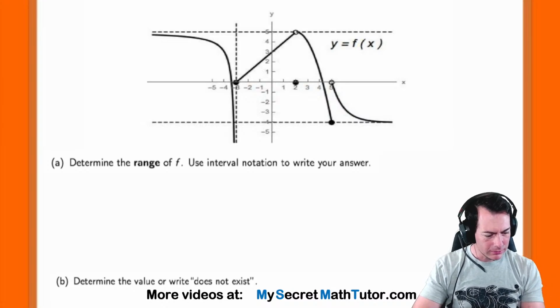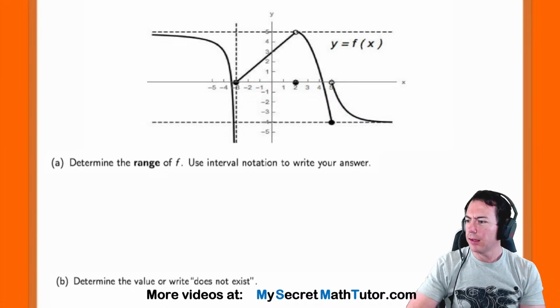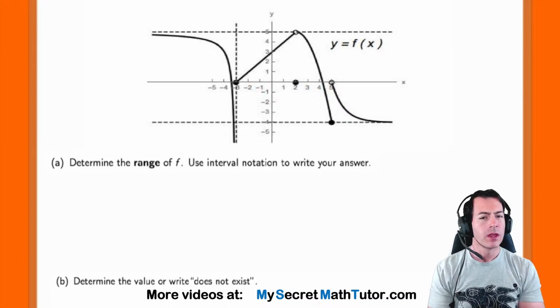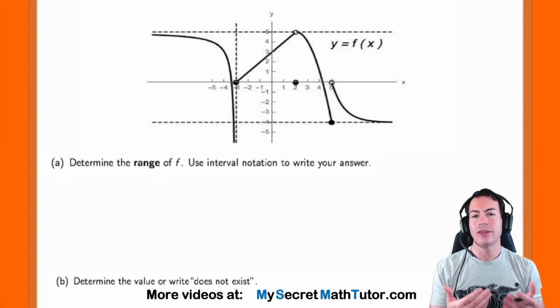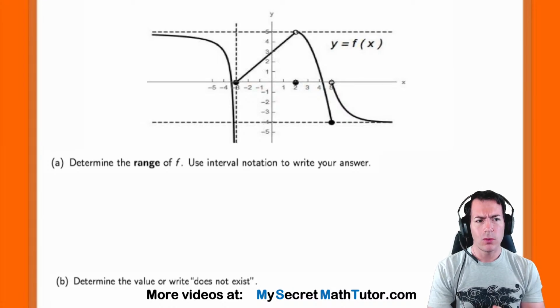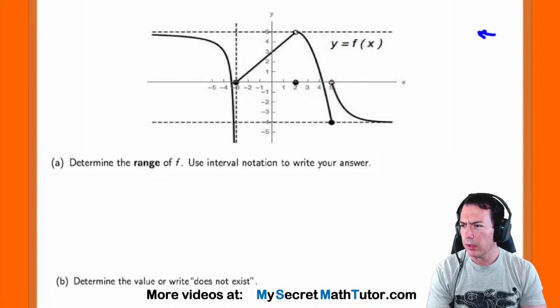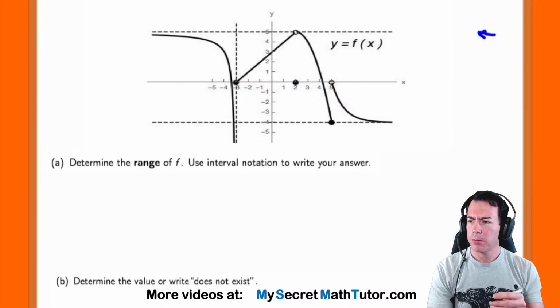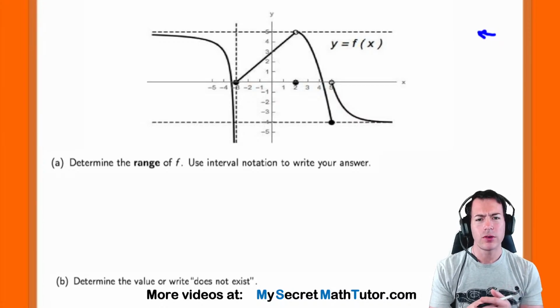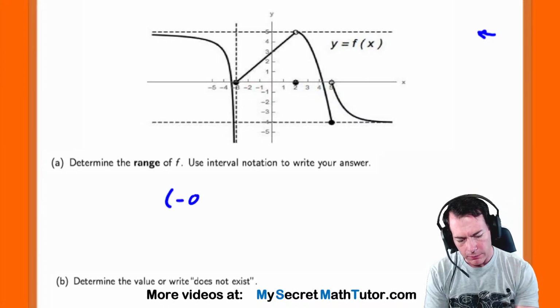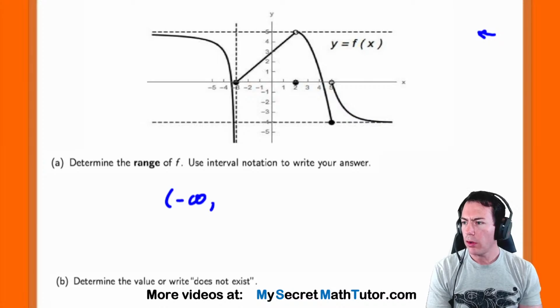Starting off with part A, let me grab my pen here. Part A, determine the range of f. Use interval notation to write your answer. So of course, if we're looking at the range of a function, I'm thinking about the y values, the output. It looks like there's no way it actually gets above a certain value, so it's kind of capped up there at what looks like 5. But it does have a portion that goes down to negative infinity. So if I want to describe the range, I want to describe all of the outputs that this function could have. So I'm going to say that it goes from negative infinity all the way up to 5.